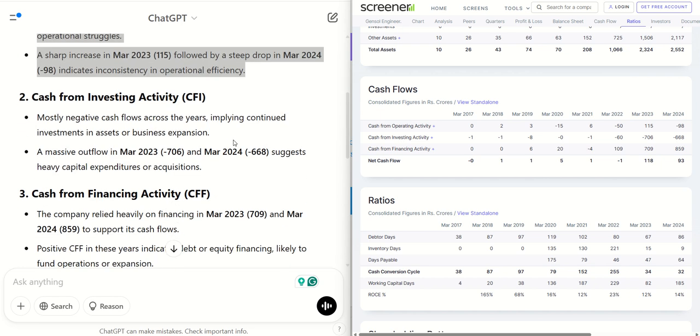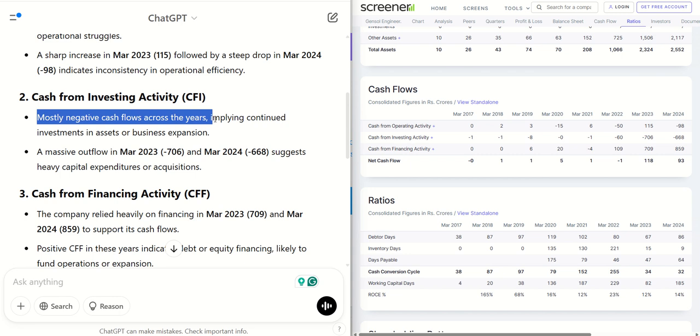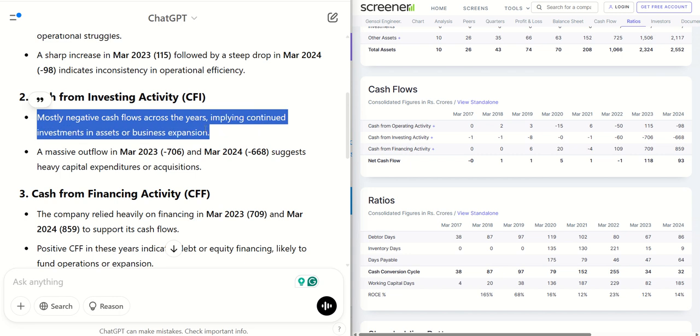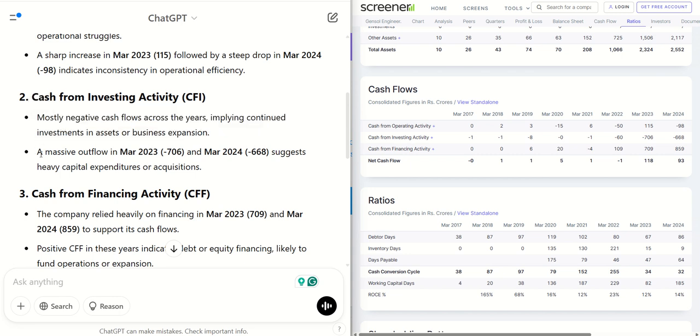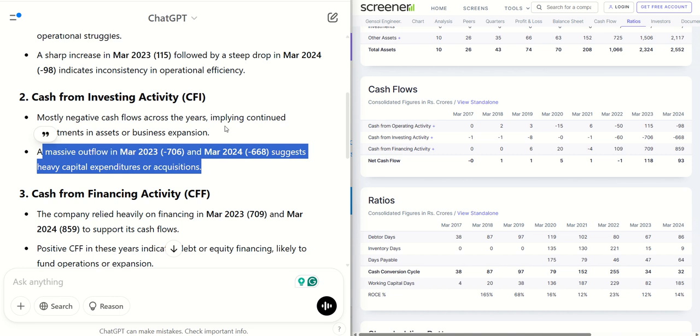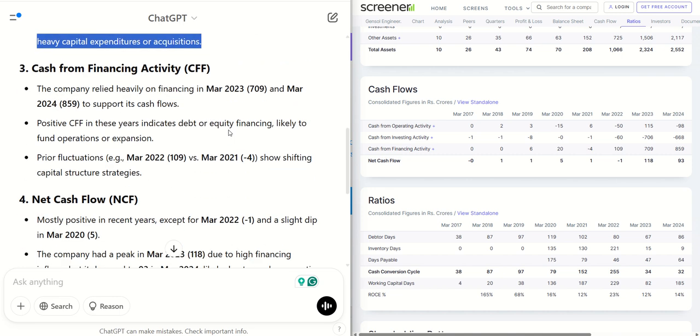Then what it says about cash flow from investing activities. So if you see the statement, it has been fairly almost zero or minus 1, minus 8 like that. However, in the last 3 years, if you see, there has been a significant outgoing in investing activities like minus 60 crores, 706 crores, and 688 crores. So let us see what the model says. Mostly negative cash flow across the years, implying investment in expansion. There's a massive outflow over the last 2 years. So that is also identified properly by the model.